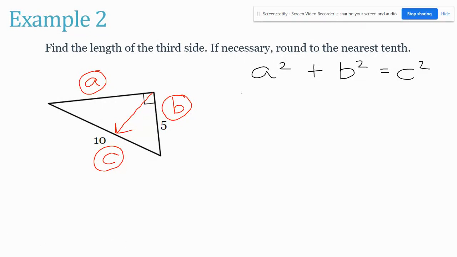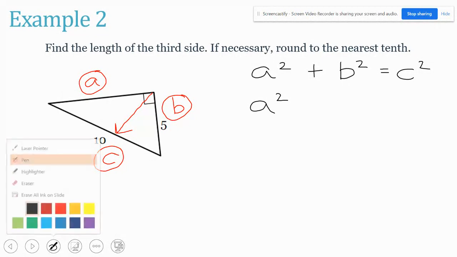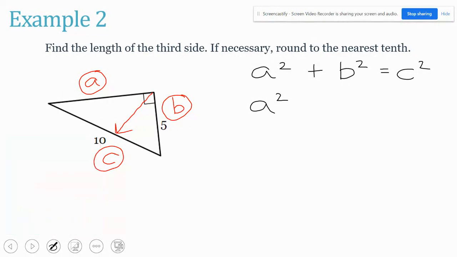So we don't know what A is, right? There's nothing next to the A. There's nothing on this side. So I'm going to just bring down that A squared. I don't know what it is. I know what B is, so instead of writing B, we're going to write 5. So 5 squared equals, and instead of writing C squared, we know that C is equal to 10. That's our hypotenuse. So we're going to get 10 squared.